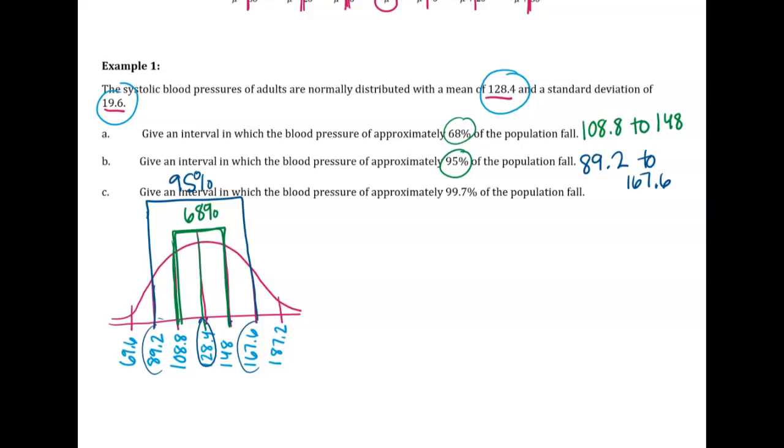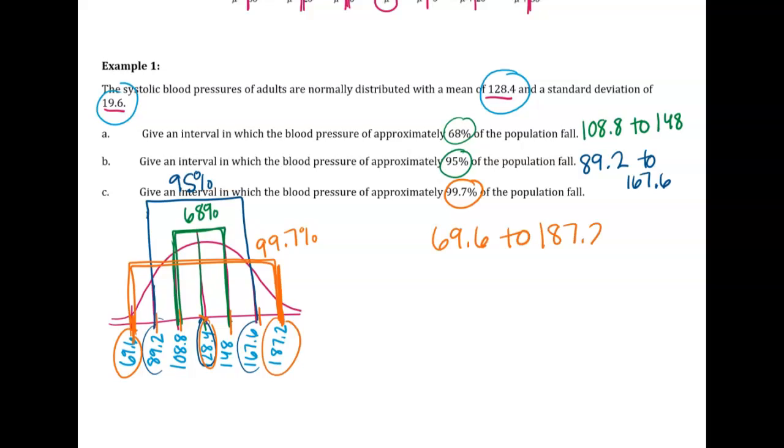And then we're looking for 99.7. That'll be 3 standard deviations. So we start at the mean and count 1, 2, 3 to the right. Start at the mean and go 3 to the left. 1, 2, 3. So here's our range in there. That's 99.7% of the data approximately. And so that goes from 69.6 to 187.2.